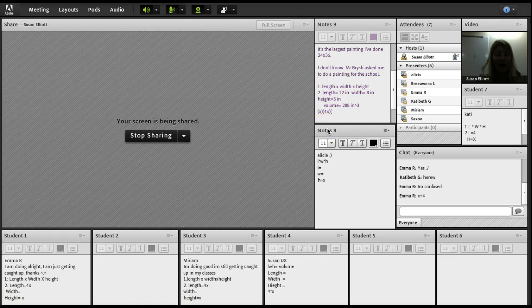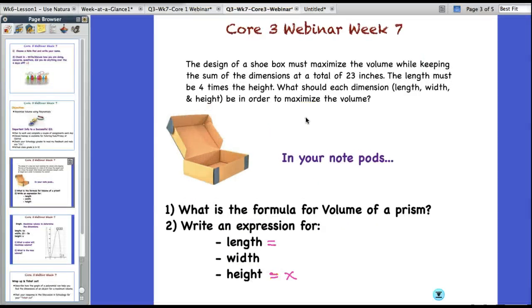Good job, you guys, good job. So that is actually correct. So your length is actually 4x. Good, because your length is 4 times your height, and if your height is x, length is 4 times x, right? Okay.